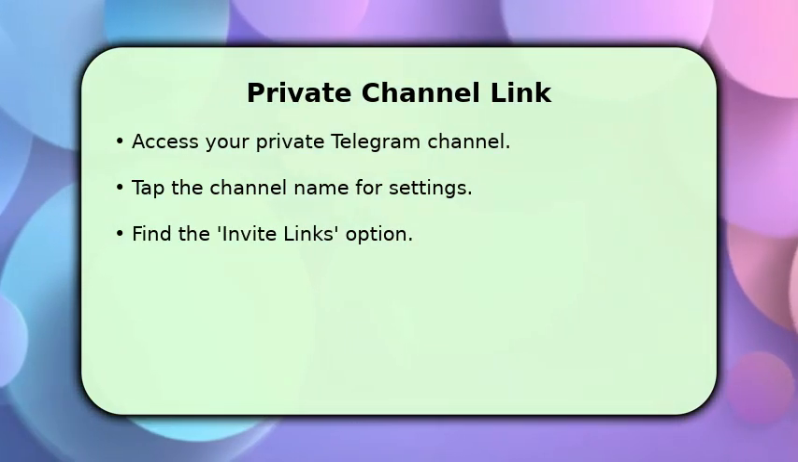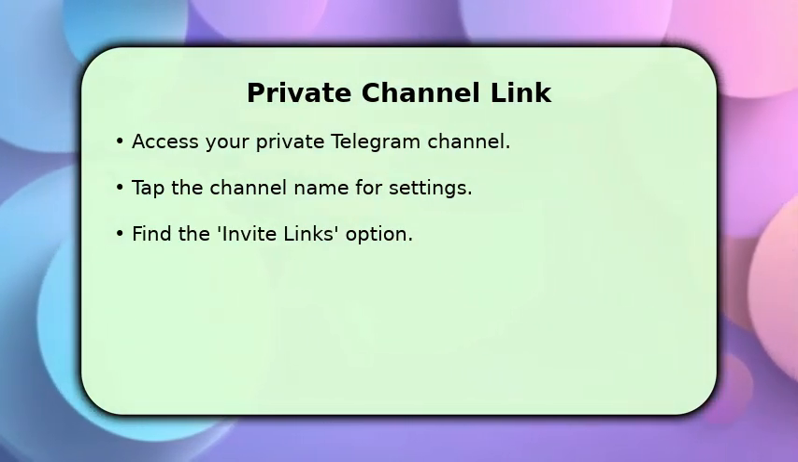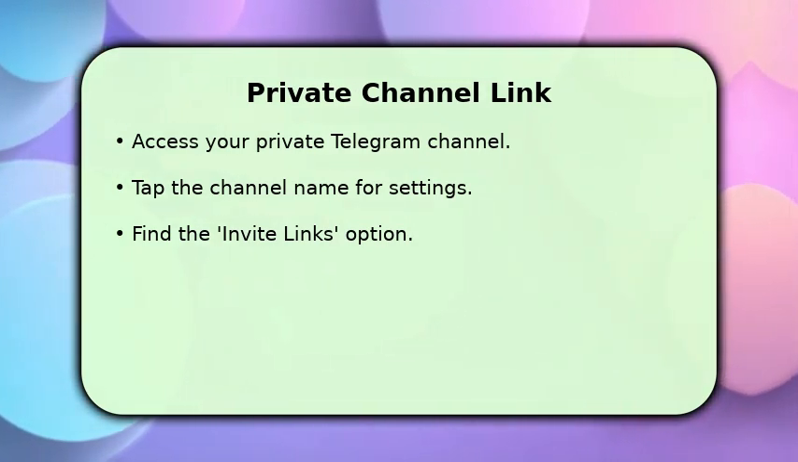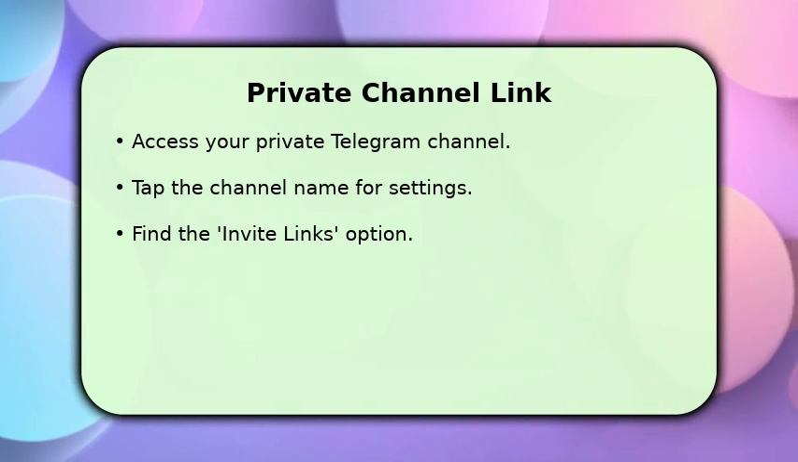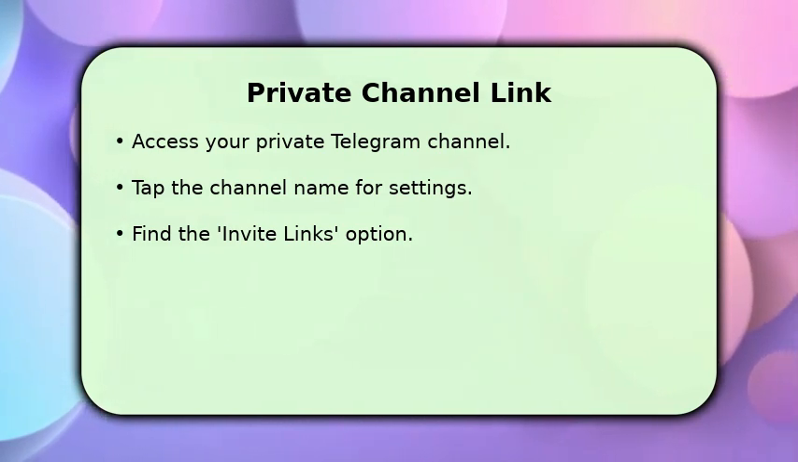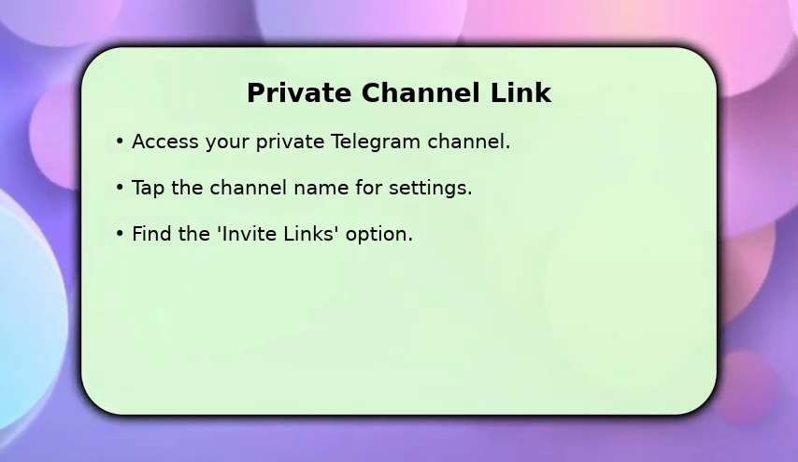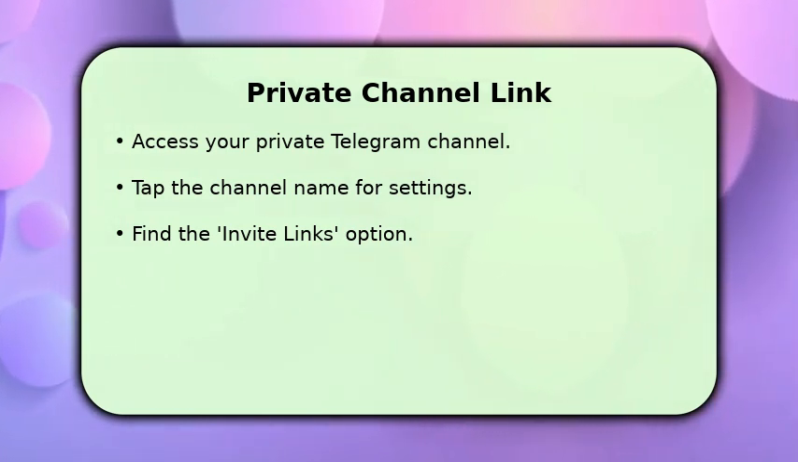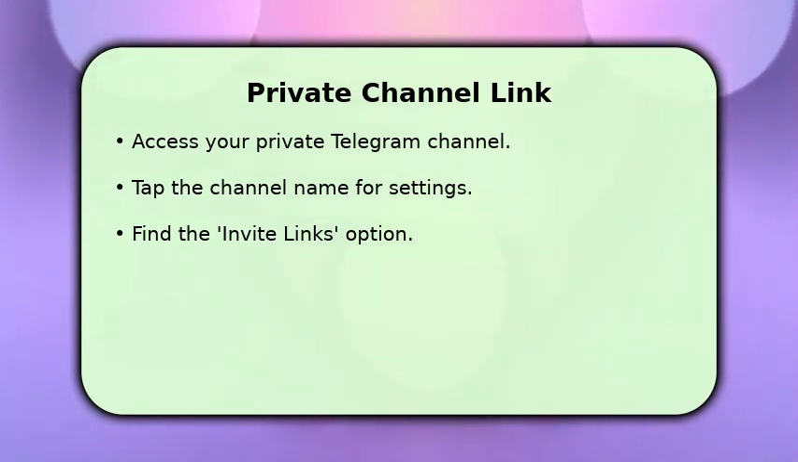If you're managing a private Telegram channel, the process for getting a link is a little different. Start by opening your private channel and tapping its name at the top. On the channel info page, look for invite links. Here, you'll find any existing invite links. You can copy one of these, or if you need a fresh one, you have the option to create a brand new invite link. This ensures secure access for new members.